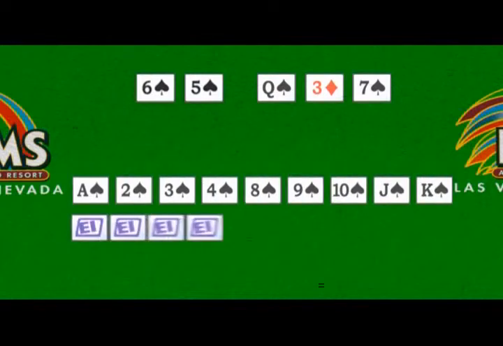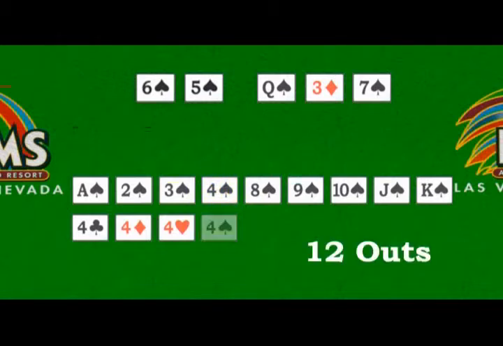First, I see I need any spade to make a flush, or any 4 to make a straight. Notice that the 4 of spades appears twice. I'm careful to only count it one time. I have a total of 12 outs. 12 cards can come that will improve my hand to what I hope will be a winning hand.